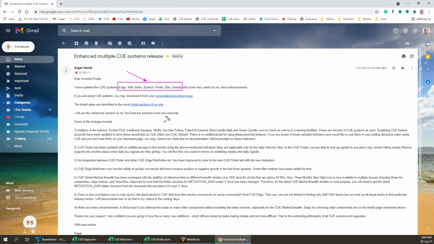Why I didn't release it earlier to everybody was because there was an issue with Microsoft Excel. They released some updates, applied it to a few Excel customers but not to all of the Office customers. That was preventing it working for some people. Now I have found out that it is working for almost everybody, barring only one gentleman, a lucky man indeed. Because it is happening now with only one person, I have decided to add it for everybody who has Edge, Vital, Index. Finder also has been updated, Elite, Global, all have been updated.